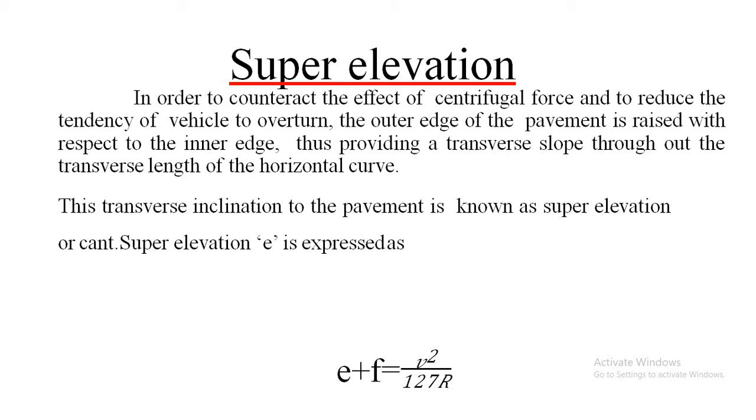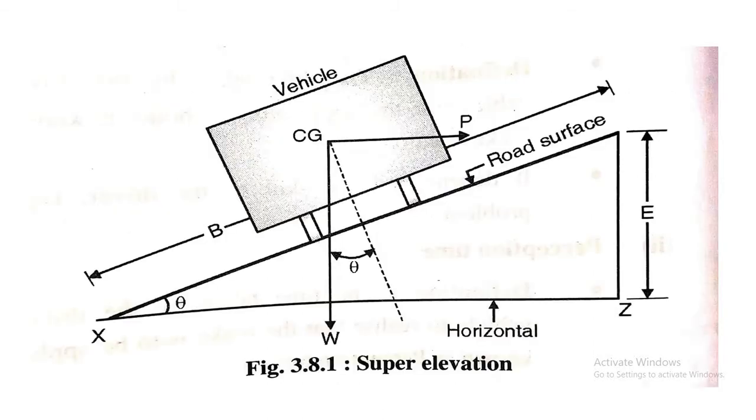E is expressed as NL upon ML, which is equal to tan theta. This is from the triangular section. E is equal to super elevation, E is equal to tan theta. We take the adjacent by hypotenuse here, so E is equal to tan theta. Now some of the analysis of super elevation.